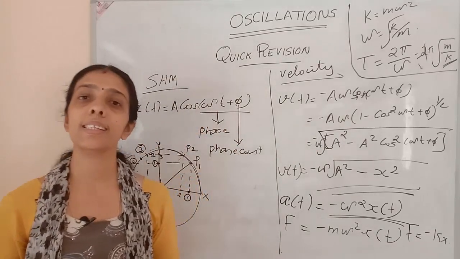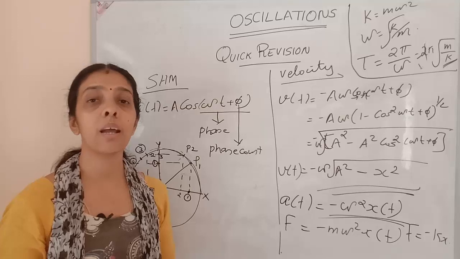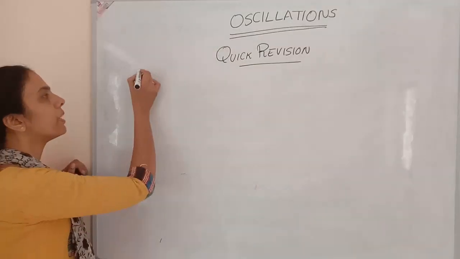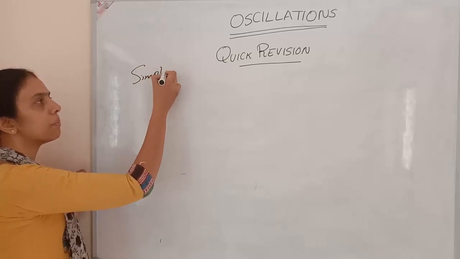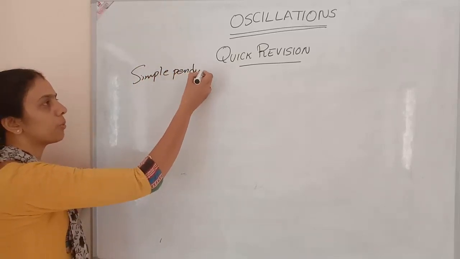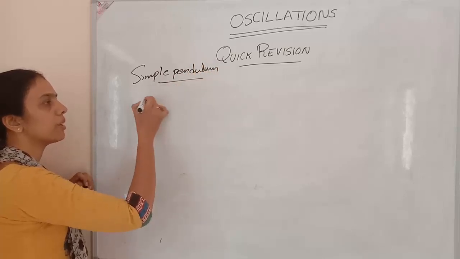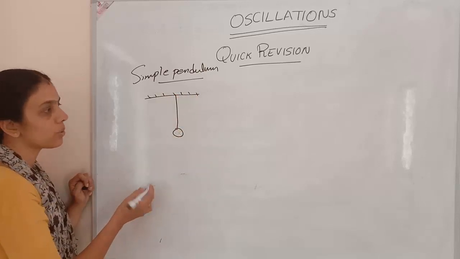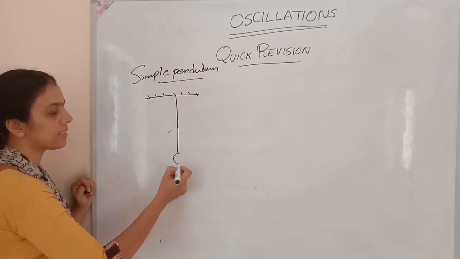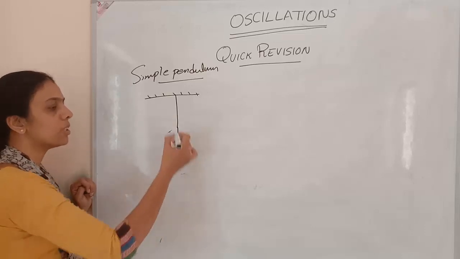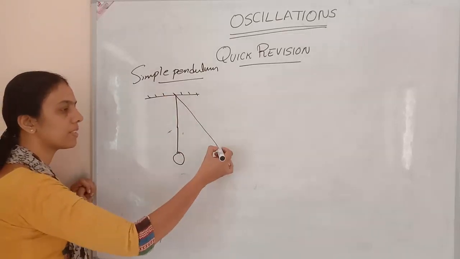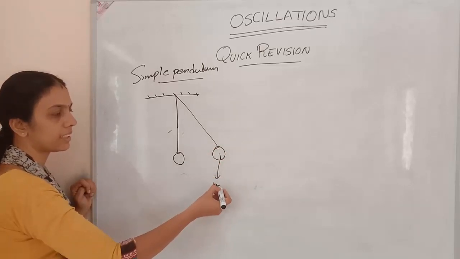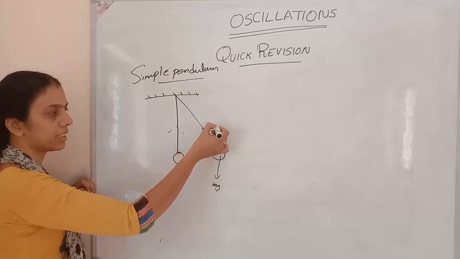Next we can consider the simple pendulum. How can we find the period of oscillation of a simple pendulum? So what is a simple pendulum? A simple pendulum is a string with a bob hanging from a rigid support. While it is oscillating, mg will be acting exactly downwards, and tension will be acting in this direction.